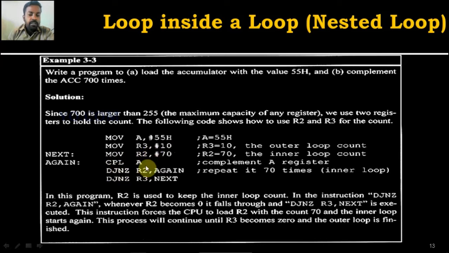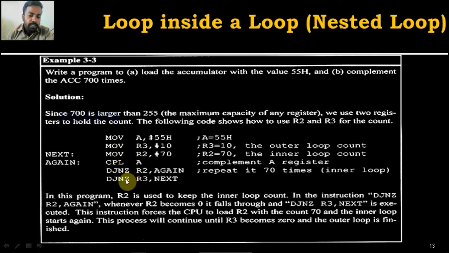Okay, when R2 becomes 0, at the time this instruction is executed, DJNZ is at R3. Now R3 is decremented by 1 and we enter the next iteration. Again we come to here, then this is decremented 70 times.